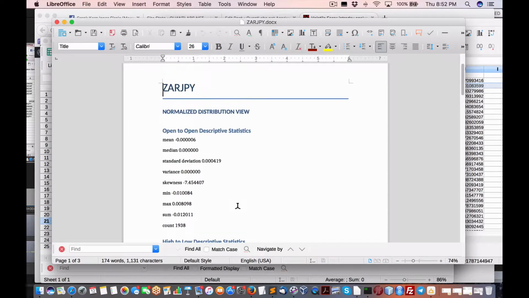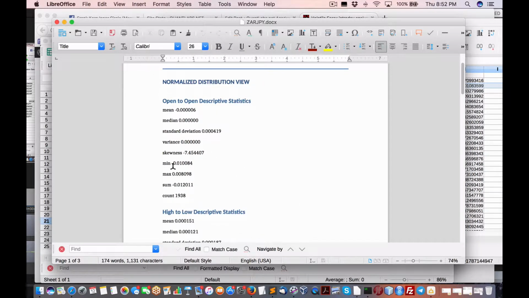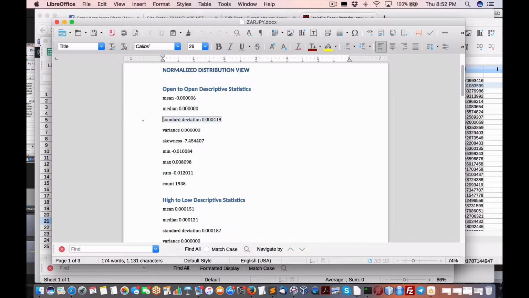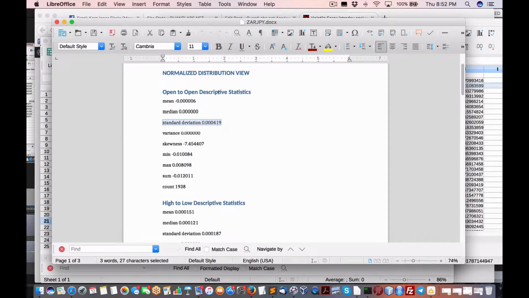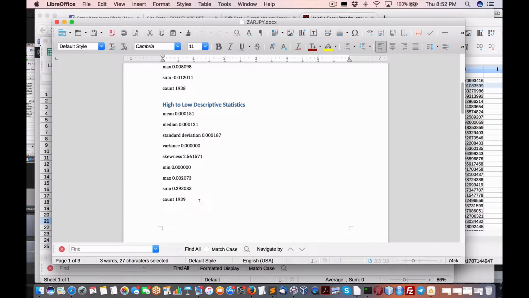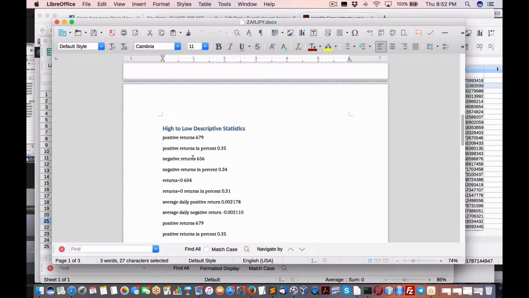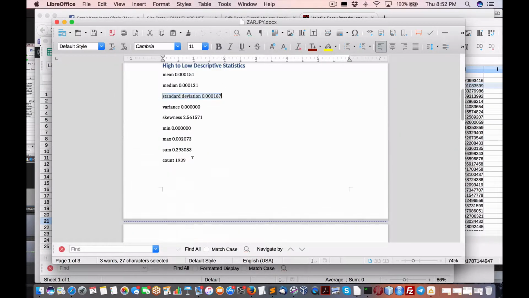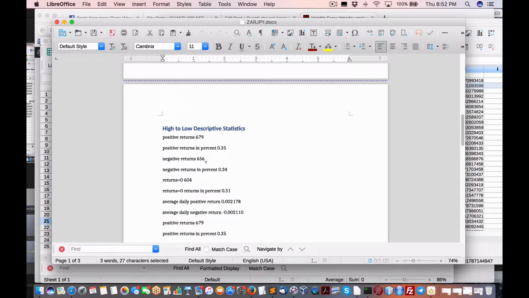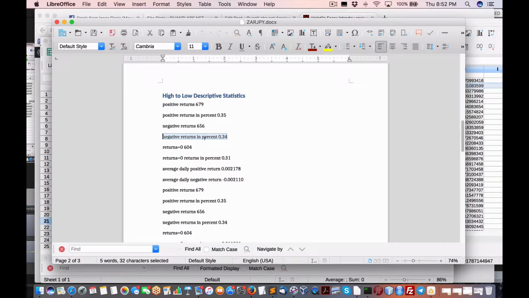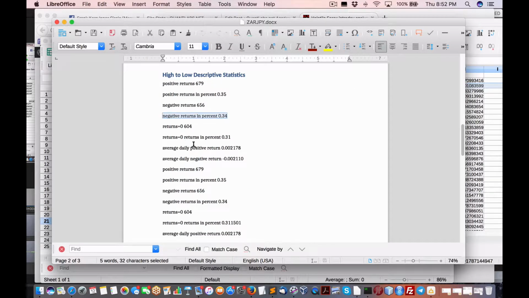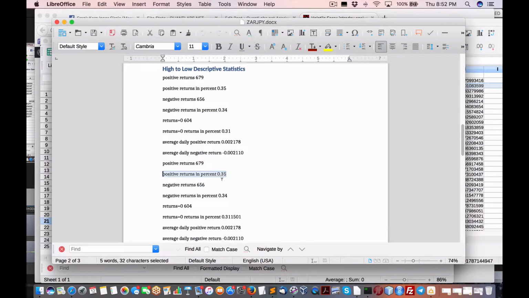But you can see here what I'm really more interested in is obviously the standard deviation, but it depends if it's open to open or high to low. I'm more interested in high to low. But there's our standard deviation, and then what we're after is the descriptive statistics. So in our case, how is the momentum based upon negative returns percent wise and the positive returns as well. So it's evenly split.